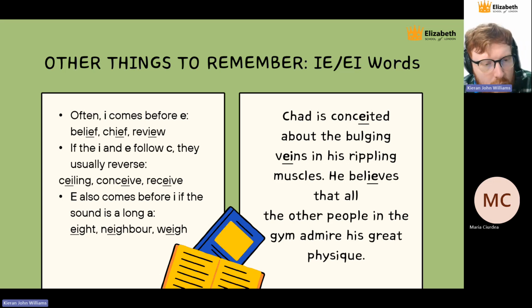These are just some general rules. They're not always correct, but they are correct most of the time. In general, if we have I and E together, generally I comes before the letter E. Like we can see in the examples, believe, it is IE. Chief, it is IE. And review, it is IE as well.